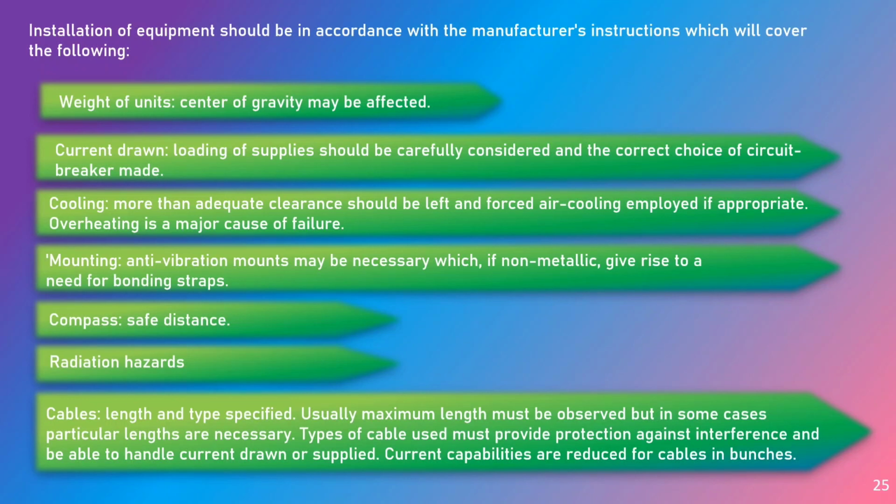Compass: safe distance, radiation hazards. Cables: length and type specified. Usually maximum length must be observed, but in some cases particular lengths are necessary. Types of cable must provide protection against interference and be able to handle the current drawn or supplied. Current capabilities are reduced for cables in bunches.